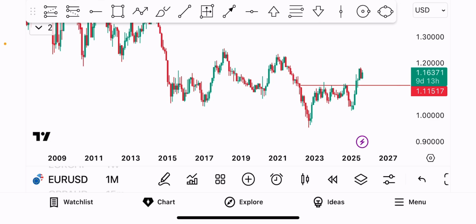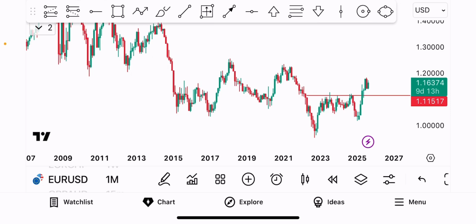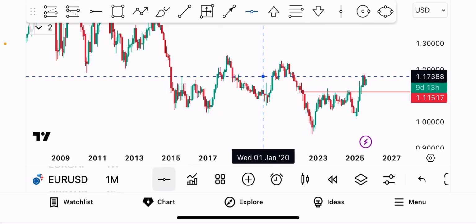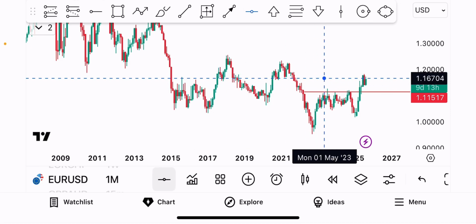Here we have EURUSD and this is the monthly time frame. If we look at the monthly time frame, we can see that price is currently trading at the area of 1.16375, which is here. This is the current price.